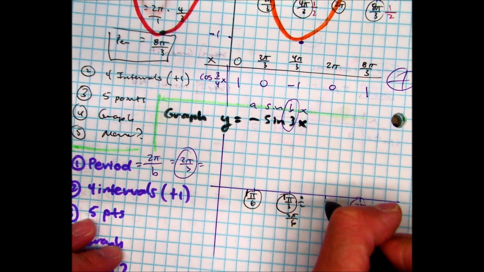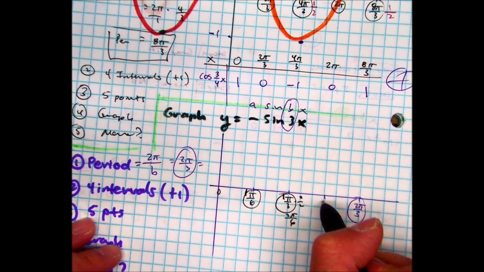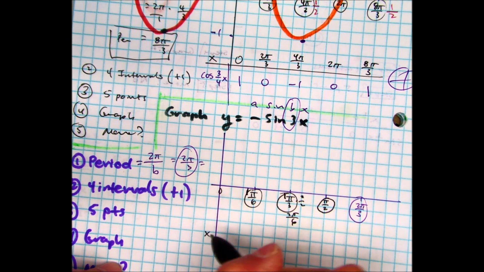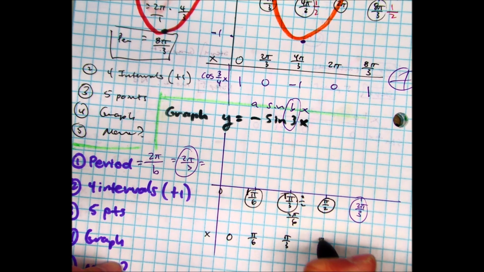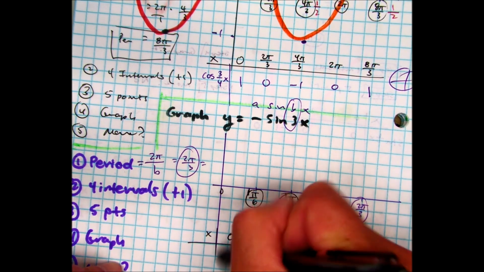which reduces to 1 pi. 3 pi over 6 reduces to what? Oh, pi over 2. I heard him say pi over 2, right, class? Okay.